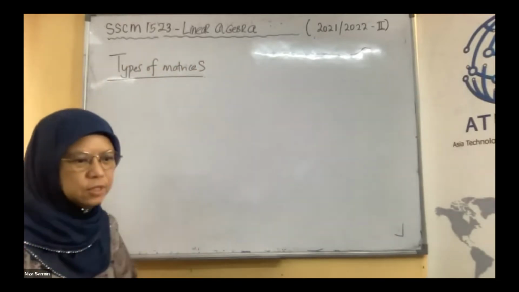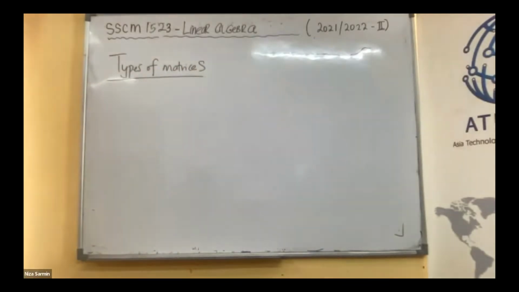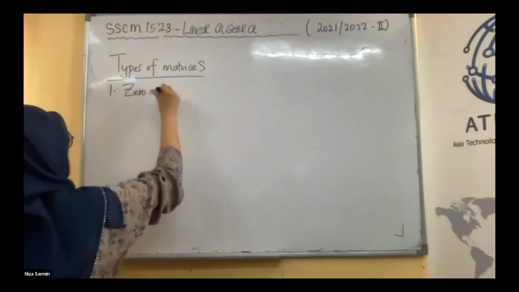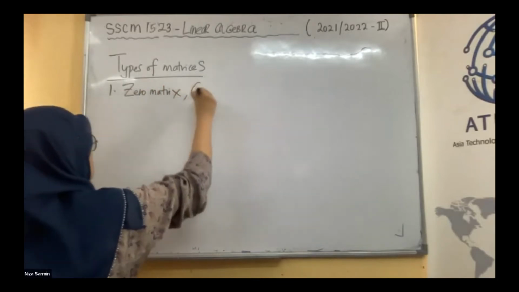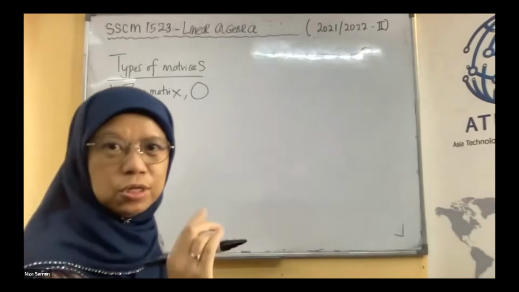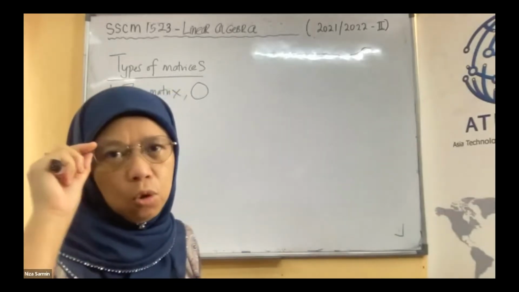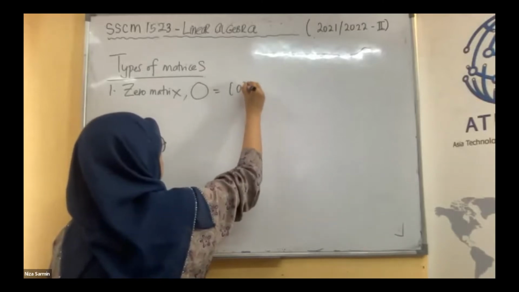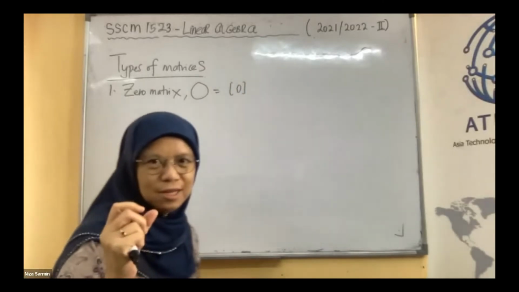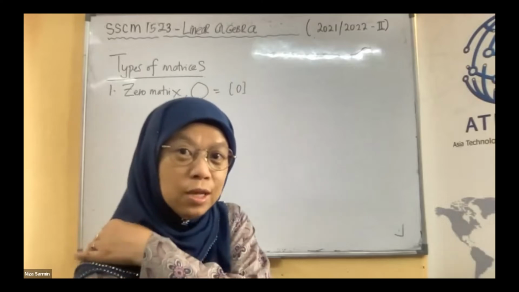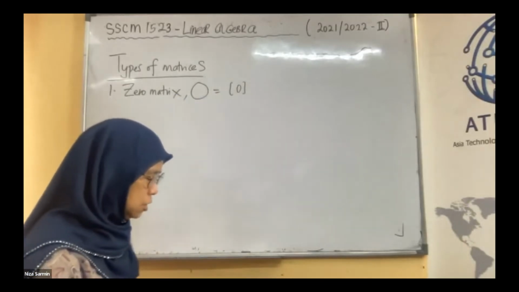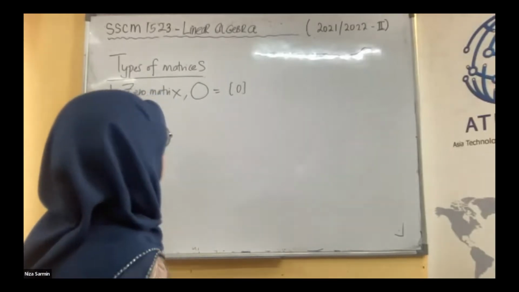All right, what is the first one in the notes? Zero matrix. And zero matrix is O. It's not a zero, yeah? It's a big capital O, with the entry 0. Make sure you differentiate your letter O and your number 0. Okay, so this is called a zero matrix.